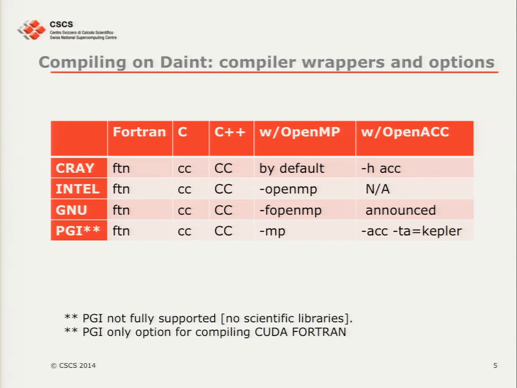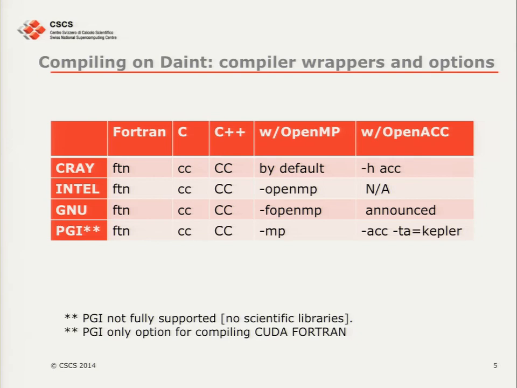The MPI library is packaged for the Cray, but there are no specifically optimized scientific libraries on Cray. But if you want to use CUDA Fortran for some reason, and there are some people who do, that's your only option to use PGI.